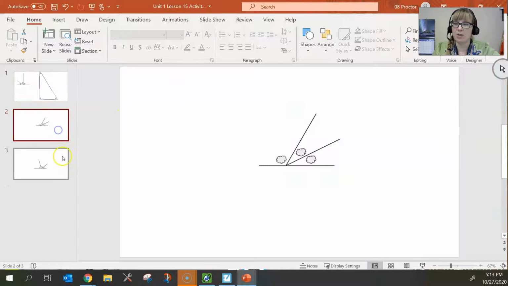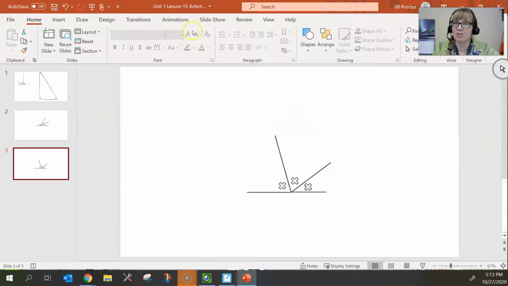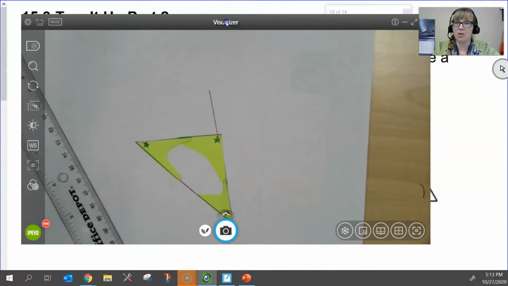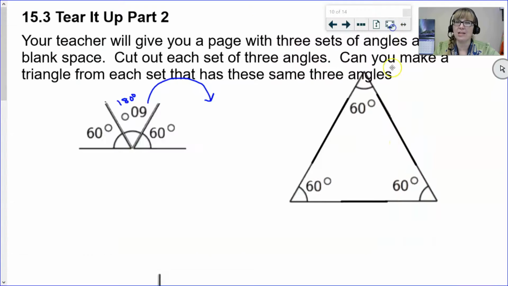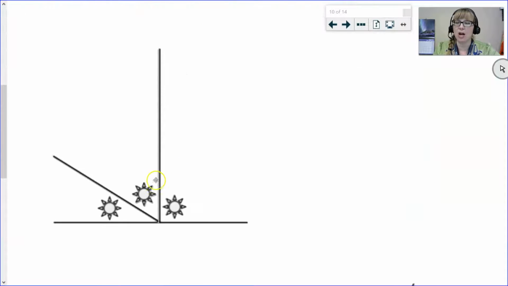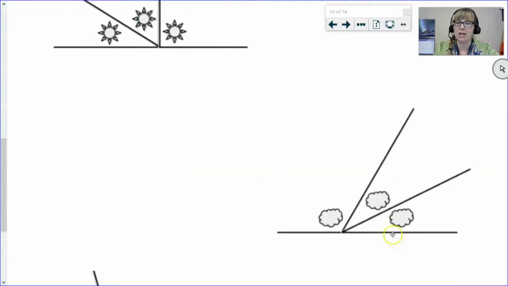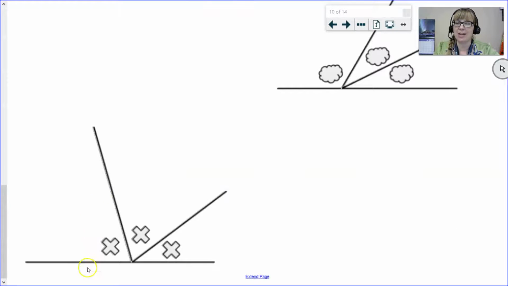Your job is to do it with the other two, whether you're doing it digitally or you're physically cutting out, just like we see here. Pause the video until you have created triangles with your other two remaining icons. Sun icon was done, cloud icon you need to finish, and the X icon you need to finish. Pause the video until that's done.